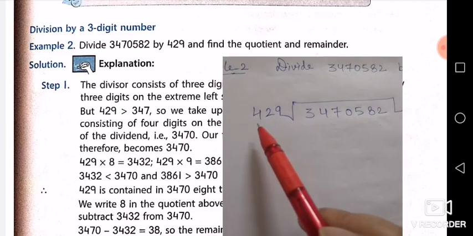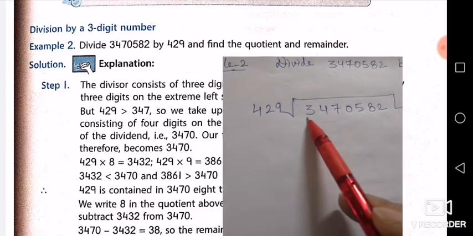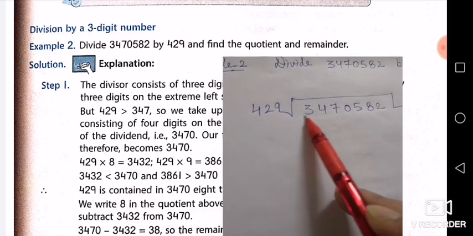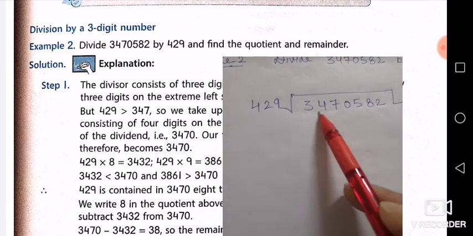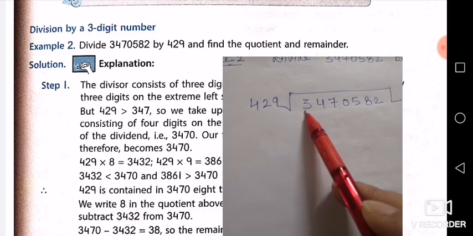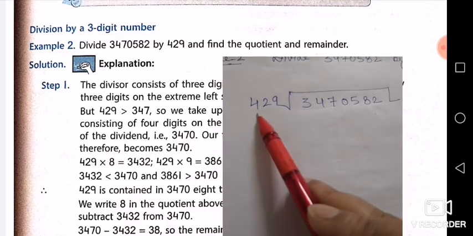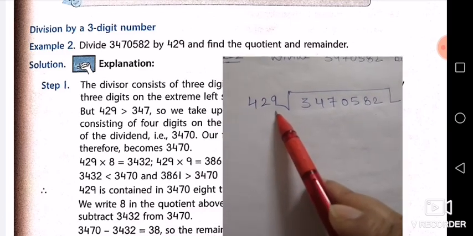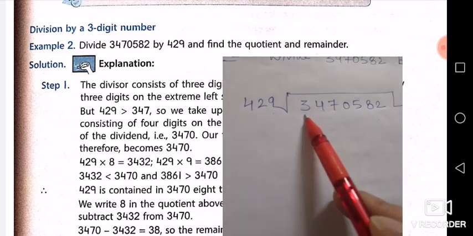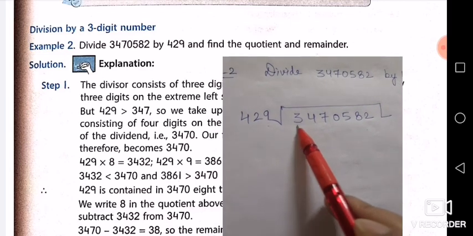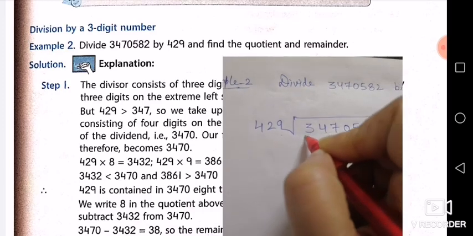Now you can see that in this question we have a divisor of 3 digits. And if you take the first 3 digits from the dividend, as we were doing in 2-digit also, you will find that the first 3 digits are 347, which is less than 429. Yes? Okay. So what are we going to do? We are going to take the first 4 digits, that is 3470.